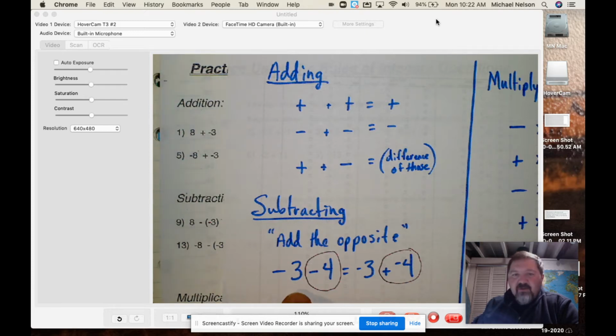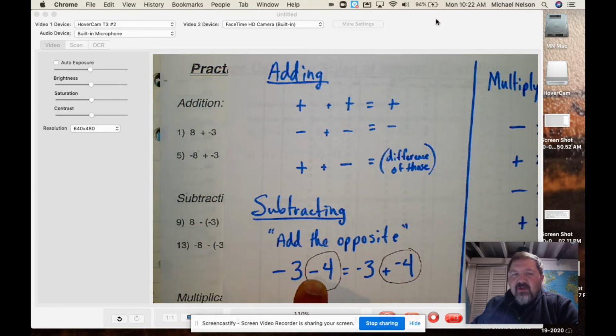And for example, in this case, we had the opposite of 3, negative 3, minus 4. And instead of writing minus 4, we can change it to an addition problem, and that makes it look a little bit different, right?